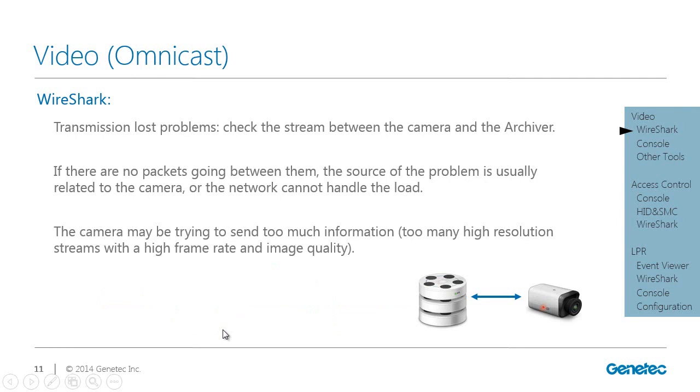Now, when you're getting transmission loss problems when trying to view the recorded stream, take a look at the stream going between the camera and the archiver. If there are no packets going between them, the problem is usually on the camera side here. The camera might be overloaded and trying to send too many streams with too high a resolution or frame rate. The other possible culprit is that the network can't handle the load and the bandwidth being pushed by the camera exceeds the networking equipment at that side.